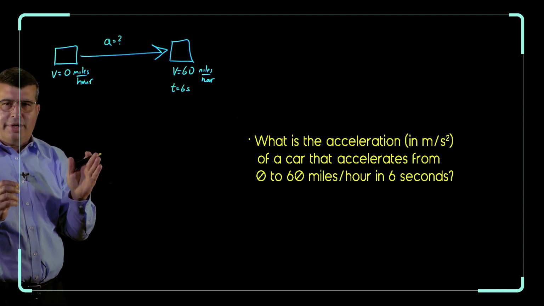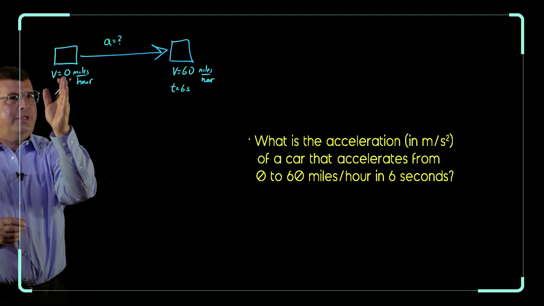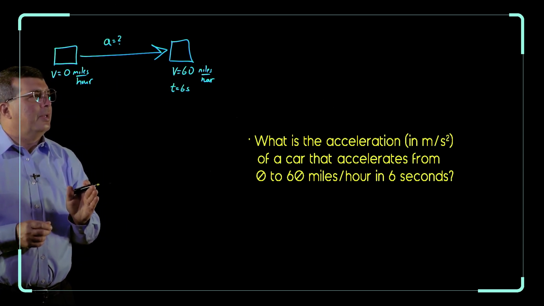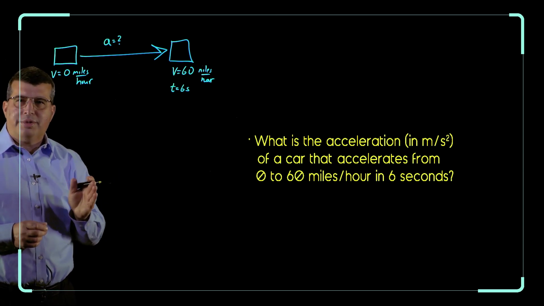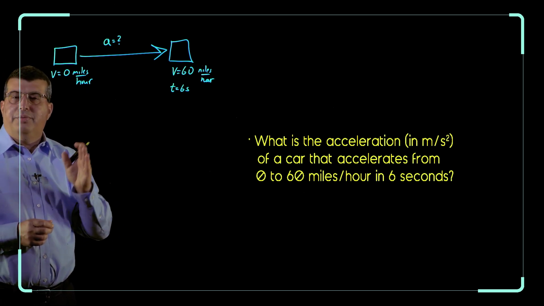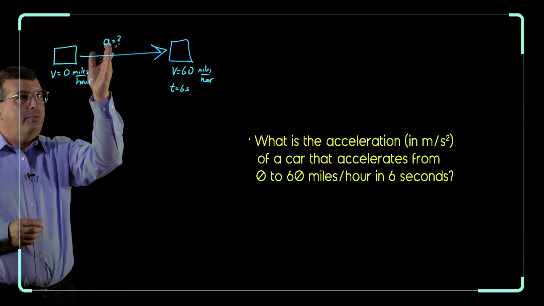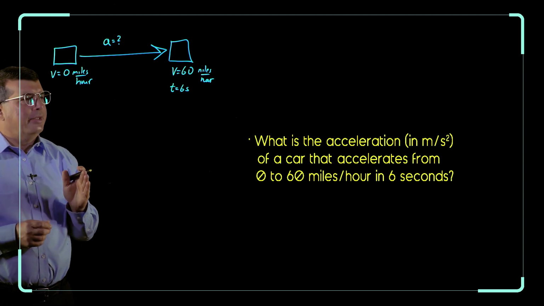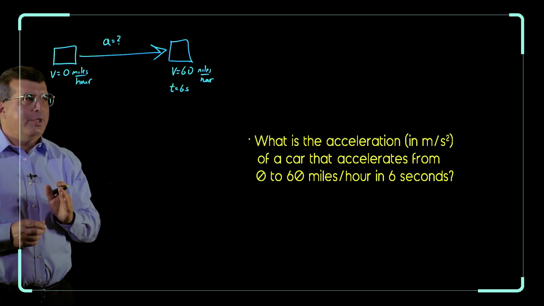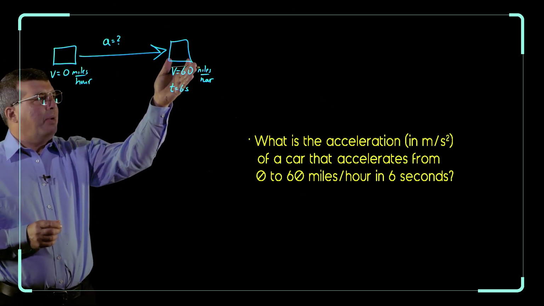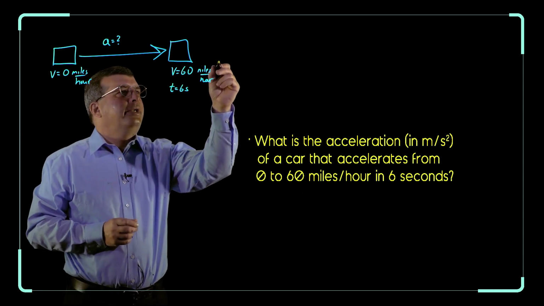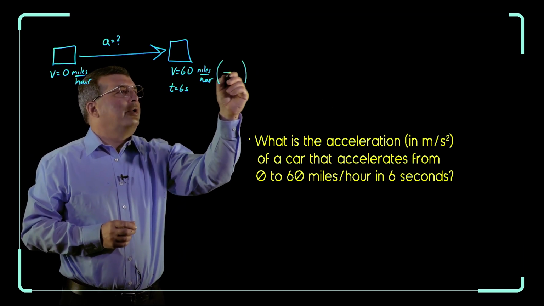Okay, so we've drawn our diagram. The car is initially moving with a speed of 0 miles per hour. It has changed to a speed of 60 miles per hour over a time of 6 seconds, and we want to know its acceleration. So we've drawn the motion diagram, we've noted the measurements, we've also noted what we're looking for, and next we have some unit conversions to do. We know that we want the answer in meters per second squared, so we're going to have to change our miles to meters and our hours to seconds. Okay? We do that with our fractions.